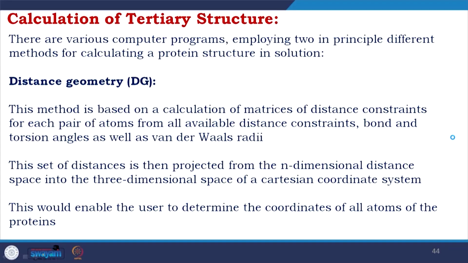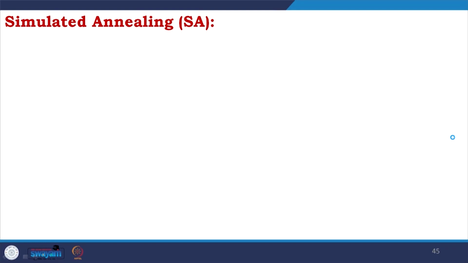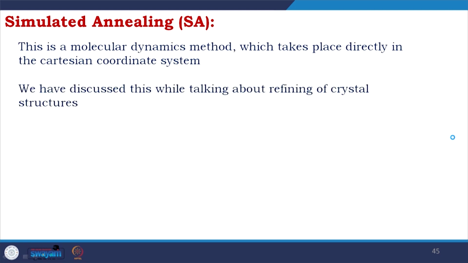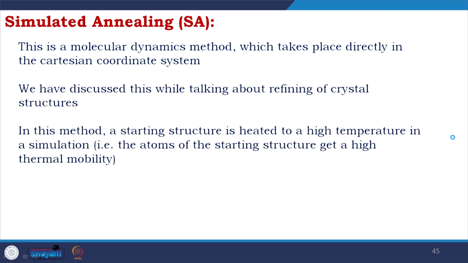This would enable the user to determine the coordinates of all atoms of the protein. Another one is simulated annealing. I have talked about simulated annealing before in X-ray. This is a molecular dynamics method which takes place directly in the Cartesian coordinate system. As I told, we have discussed this while talking about refining the crystal structures. In this method, a starting structure is heated to a high temperature in a simulation, that is, the atoms of the starting structure get a high thermal mobility.